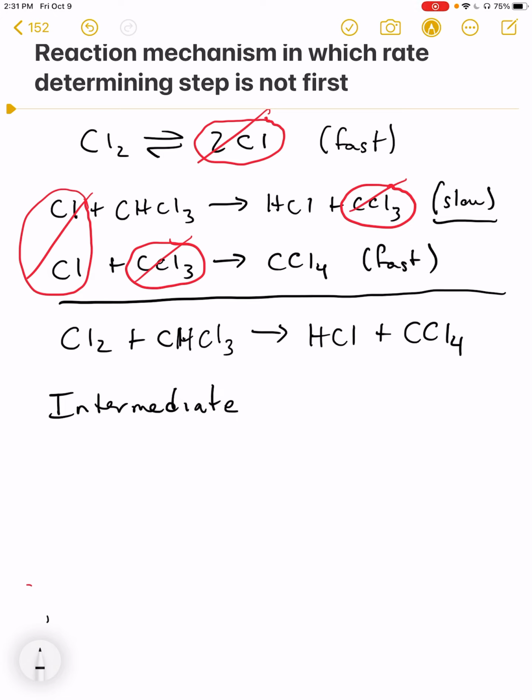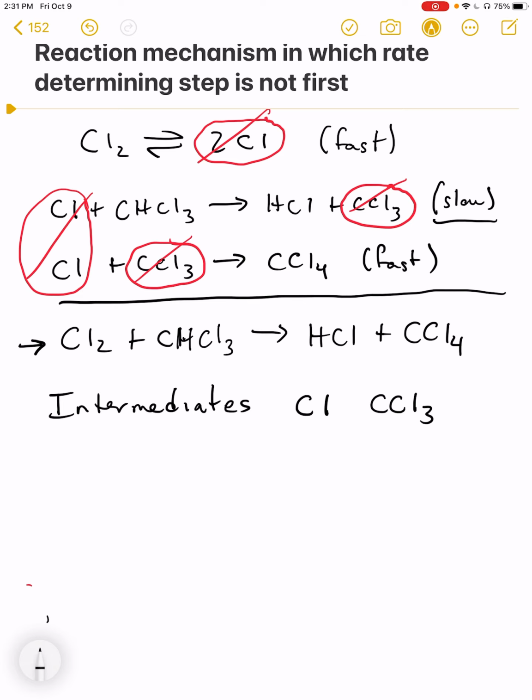Intermediates are compounds or elements that do not appear in the overall reaction. You notice none of them are in this overall reaction. But they are produced in earlier elementary steps and used up in later elementary steps. So my intermediates are going to be chlorine and the CCl3, okay?